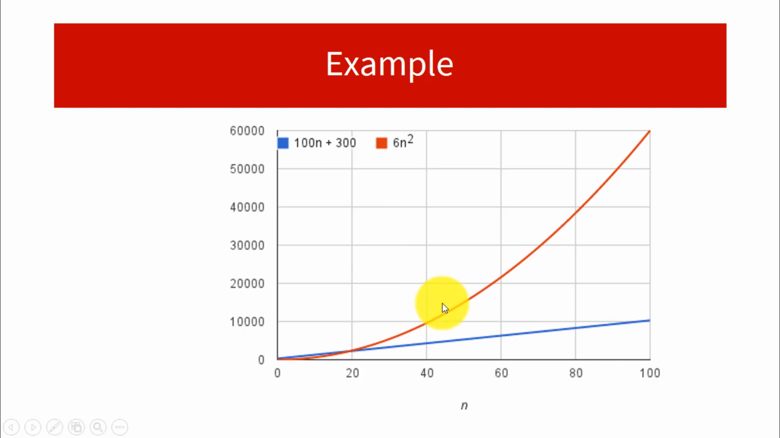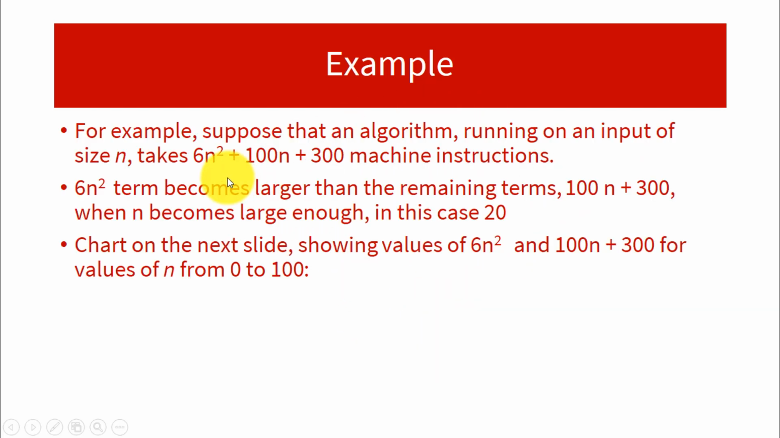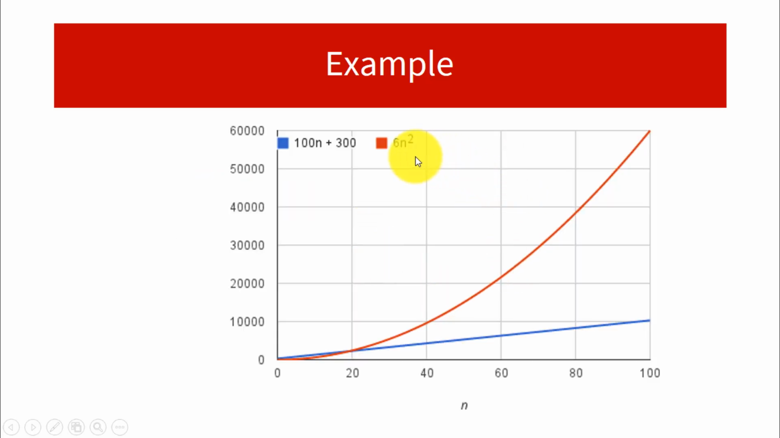So we are going to say that the running time of this particular algorithm, which we derived as 6n squared plus 100n plus 300, is going to be n squared, the most dominant term, the term which contributes more to the overall growth of the function.